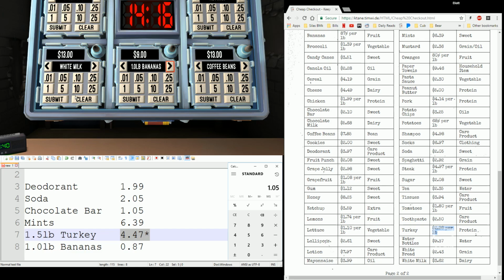We may see that, but let's go ahead and finish this one. 447 half, that's 223.5, so we're going to round that to 224.